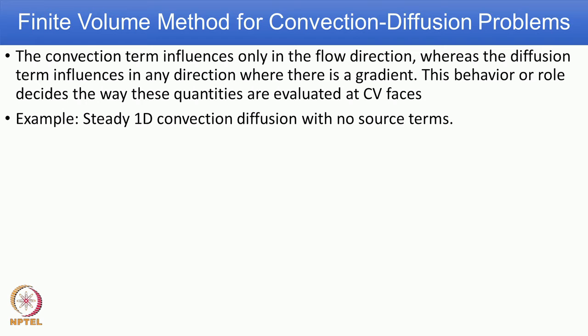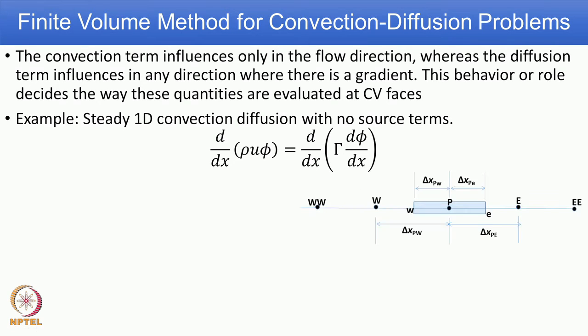Let us take an example situation. Again we take a one dimensional situation: steady one dimensional convection diffusion. For the sake of simplicity, again we do not have a source term. So, we write down the equation as given here: d by dx of rho u phi plus d by dx of gamma d phi by dx. Because it is one dimensional, we write it in differential form. Again we reproduce the terminologies and mesh arrangement.